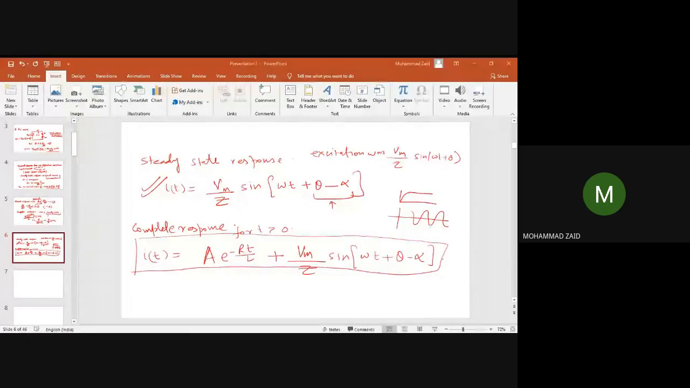That is the forced response of the system. Earlier the system was forcing the current to become a DC value. Now it is forcing the current to become a sinusoidal value, so in the steady state it is a sinusoidal value. Okay.